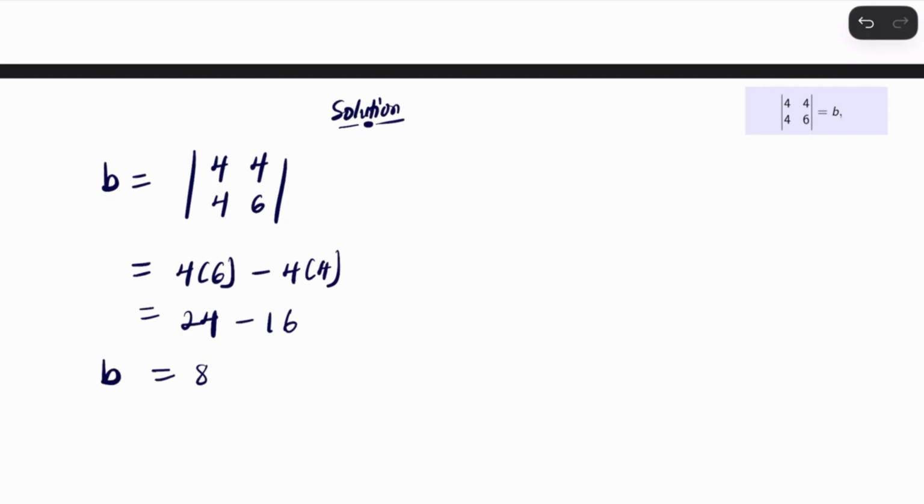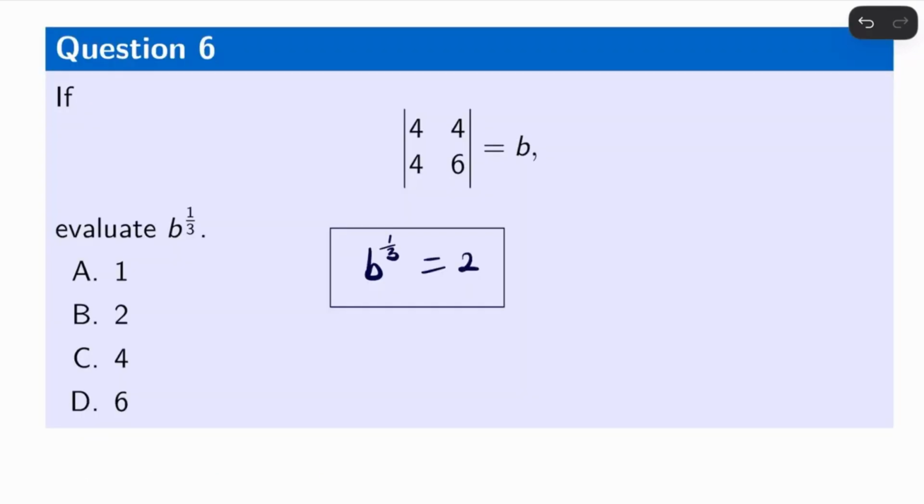But here our focus is to find B exponent 1 on 3. B exponent 1 on 3 is the same as the cube root of B. Now we have B equal to 8, so that's the cube root of 8, which is equal to 2. Hence, the correct option is option B.